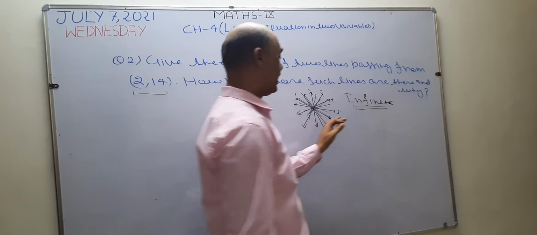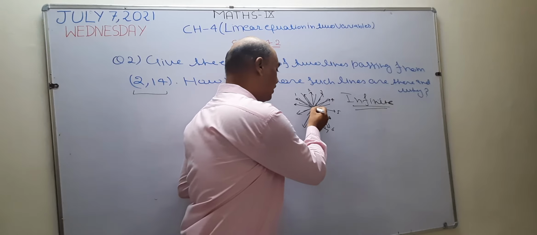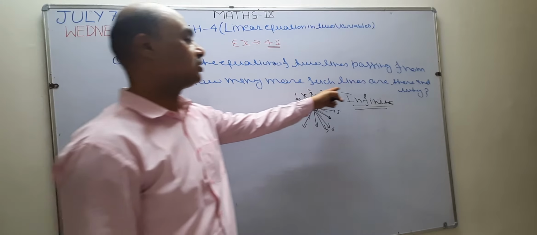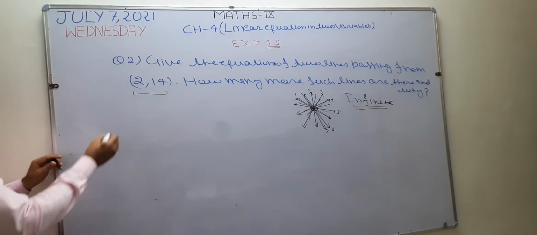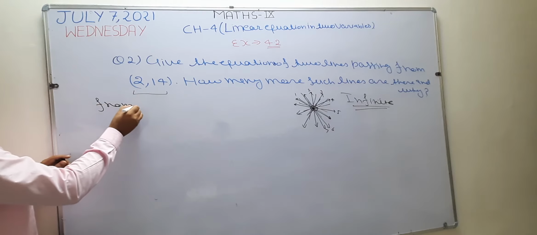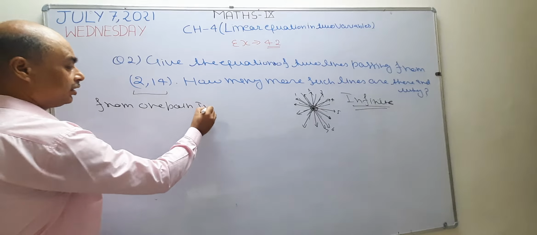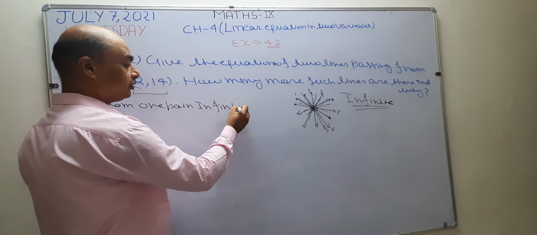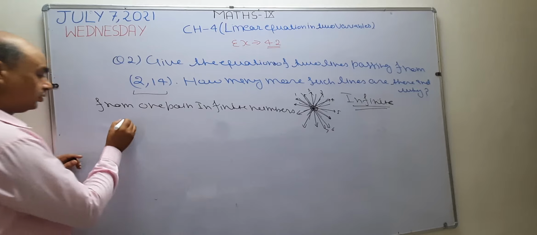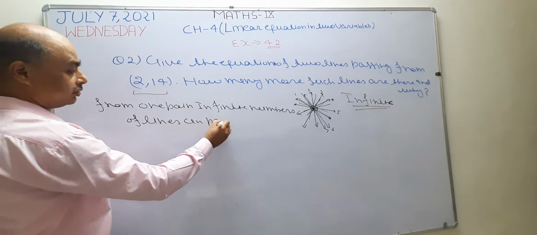Infinite number of lines can pass from a given single point. So this is the answer. How many more such lines are passed? So you have to write here, from one point, infinite numbers of lines can pass.